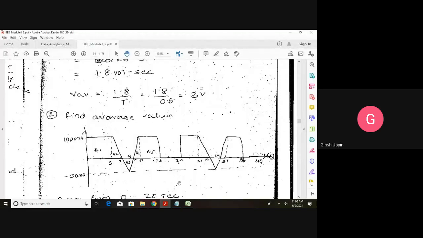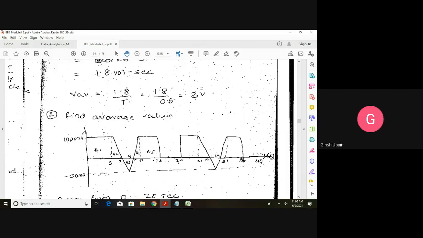What is the time period? Time period of this particular waveform is 20 seconds. So from here to here, this is one cycle. So first question: is it a symmetrical waveform or an unsymmetrical waveform? What kind of a waveform is it?